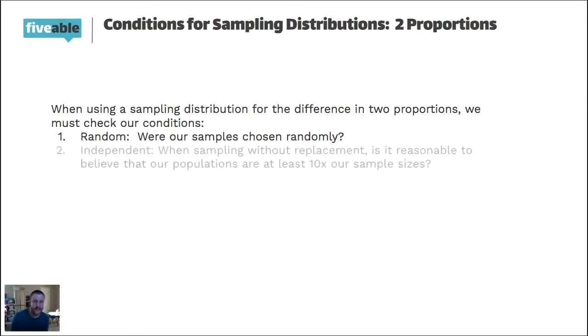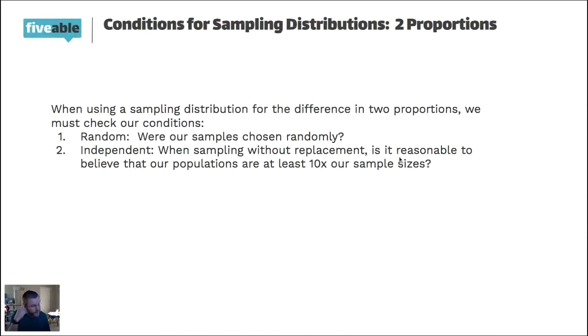Okay. Independent. When we're sampling without replacement, if you're sampling with replacement, then independence is kind of understood. But when it's without replacement, is it reasonable to believe that our populations are at least 10 times our sample sizes? Okay. So if we have a sample size of 30, is it reasonable to believe that our population is at least 300?